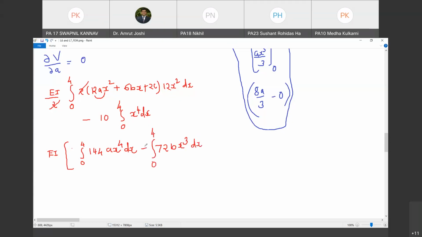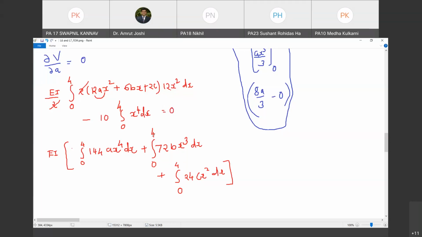Are you with me? Yes, sir. Then the third term is 2c multiplied by 12, so it is going to be 24c x square. Therefore, plus integration 0 to 4 of 24c x square dx. Happy? Yes. And then this is to be equated with 0.